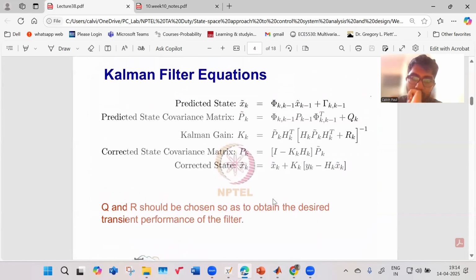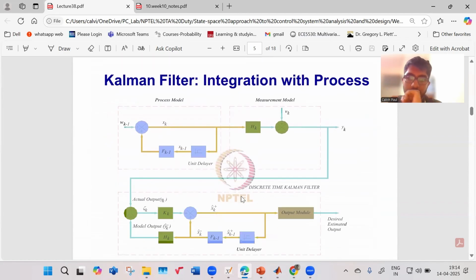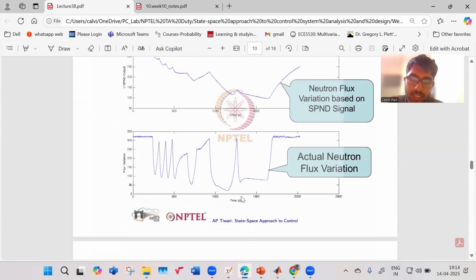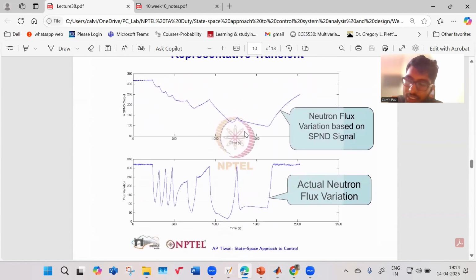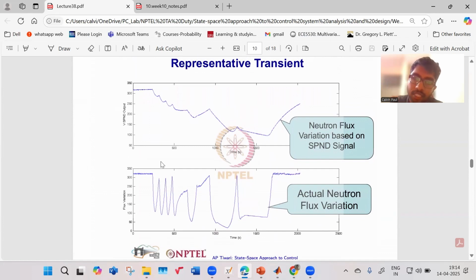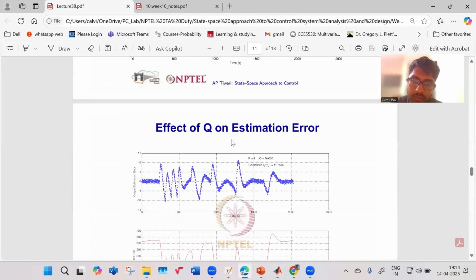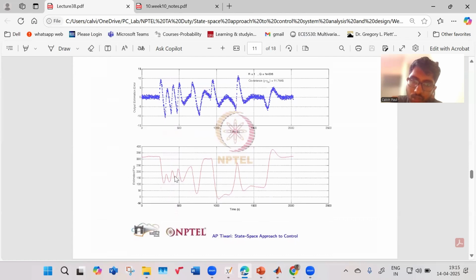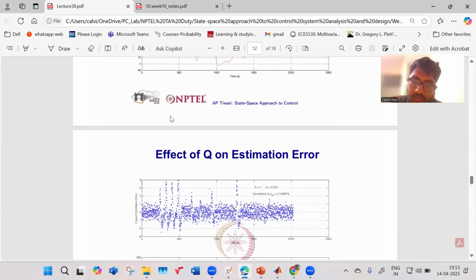This is the corrected state. So Q and R should be chosen so that we will get the desired transient performance of the filter. And that was done by Sir, in which Sir has checked that this is the neutron flux variation based on this SPND signal, and this is the actual neutron flux variation. So there is a huge drastic difference, and this is because of the slow time constant of our sensor. So he has changed Q and he has seen that this is the output, but it is not closely matching, and this is the error which is there.